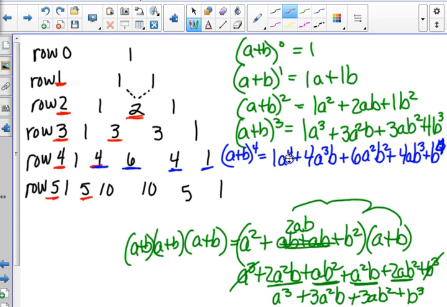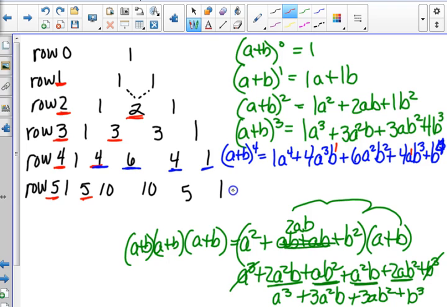Please notice that the exponents here, this 3 a's and 1 b total to 4, right? This 2 a's and 2 b's total 4. This 1a and 3 b's totals 4, b to the fourth. So everything has a 4 on the exponent, as long as you're doing a's and b's. It gets a little more complicated.